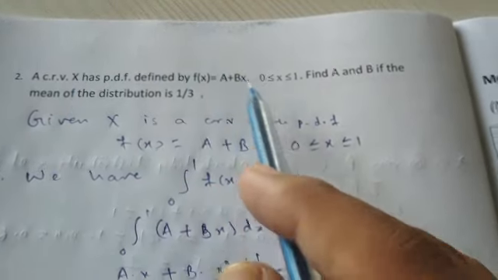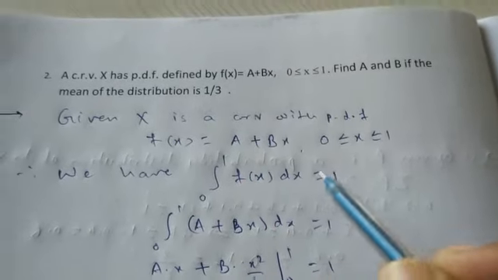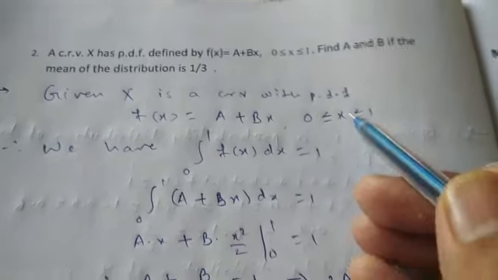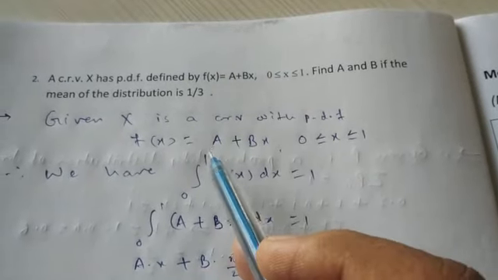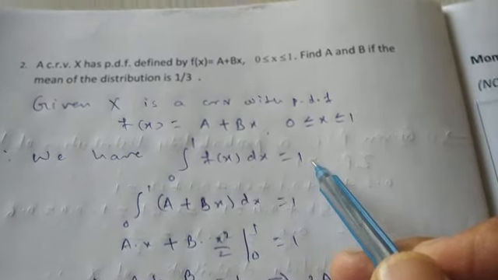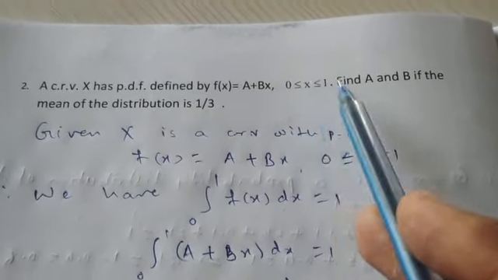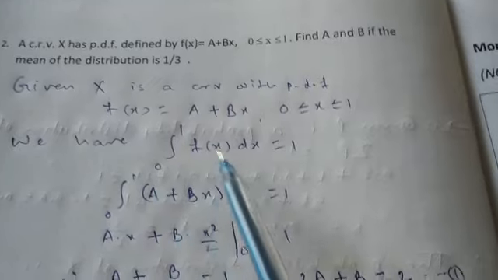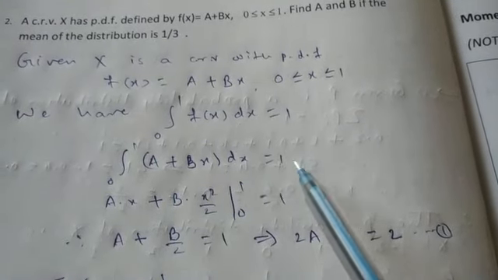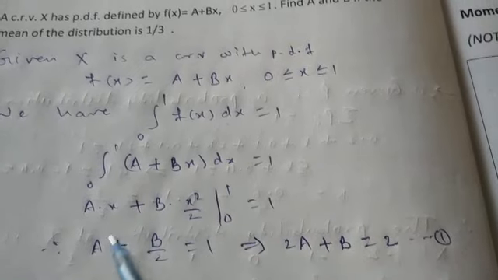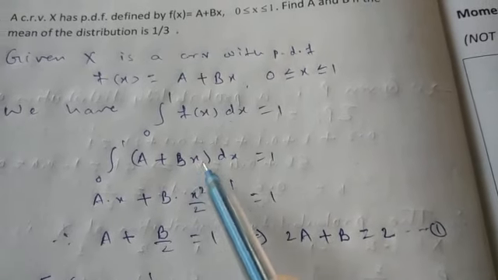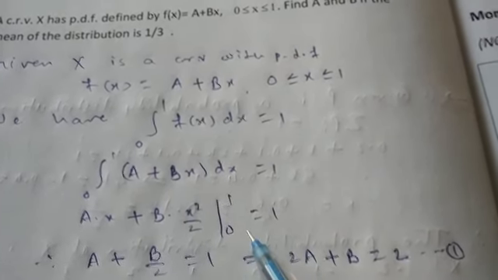Given x is a CRV with PDF a plus bx, where x lies between 0 and 1, by the property of PDF we have integration 0 to 1 f of x dx equals 1, because here the limits are defined from 0 to 1. So integration 0 to 1 of a plus bx dx equals 1. So integration of a with respect to x is ax, plus integration of bx is b into x square by 2, and limits are from 0 to 1, which is 1.